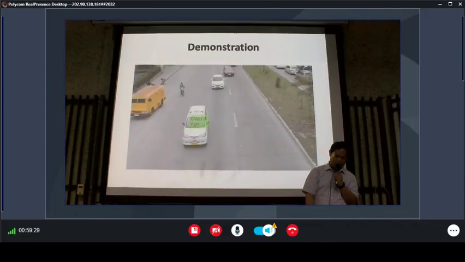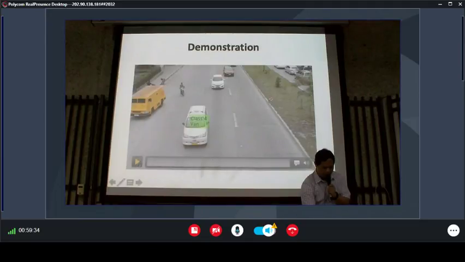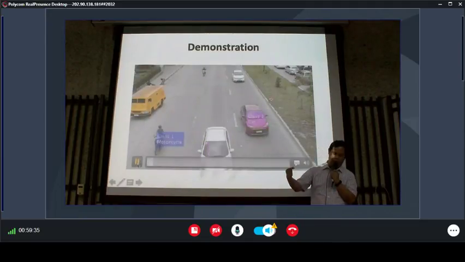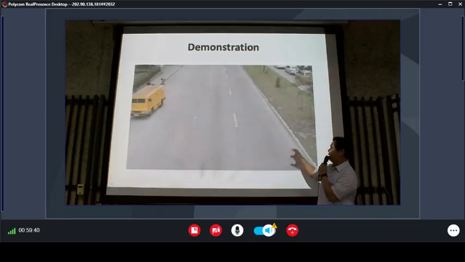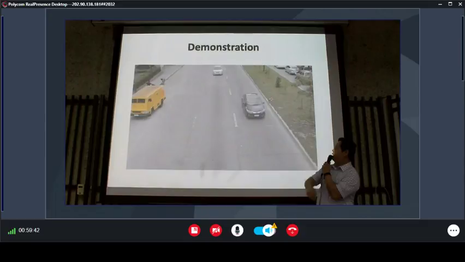I think this was one of Commonwealth. So this is a demonstration of how the classifier would work. It would enter a region of interest and it would classify the vehicles as they come along.